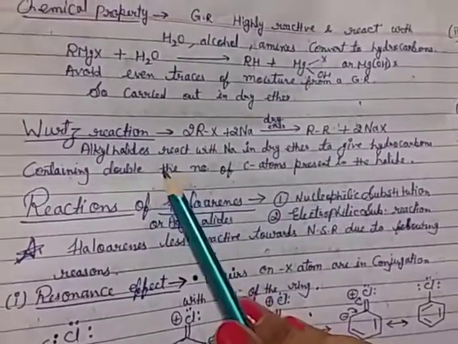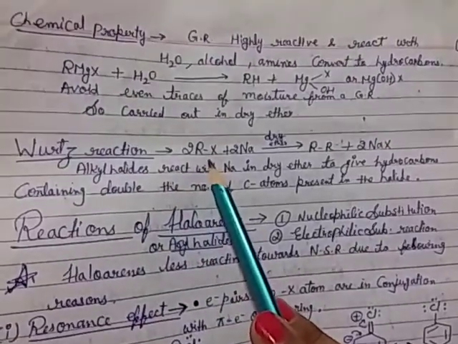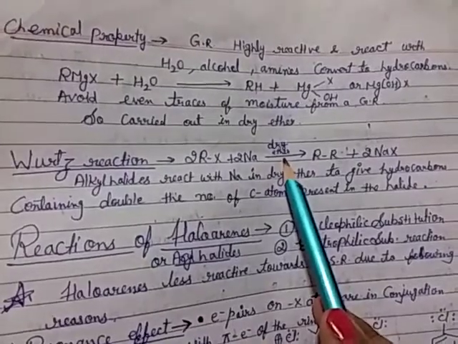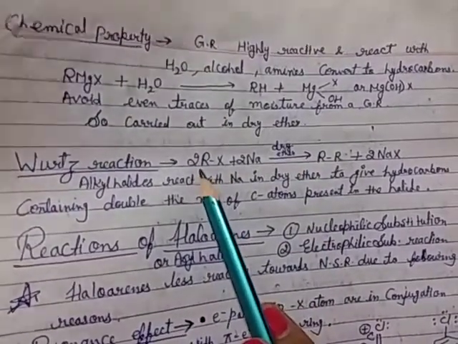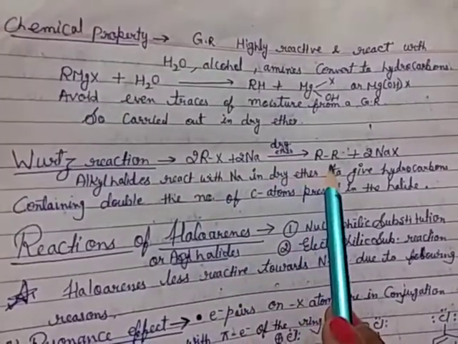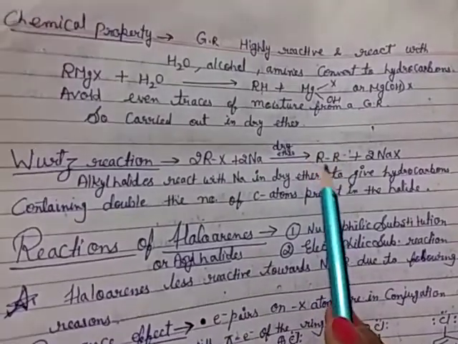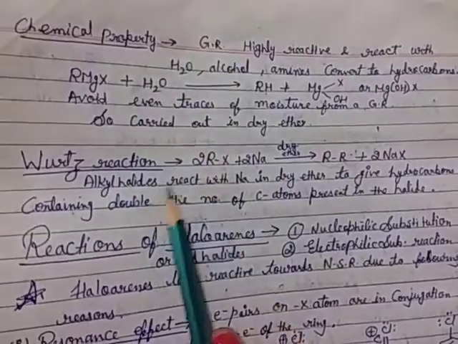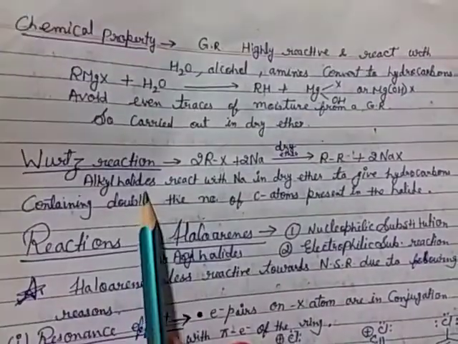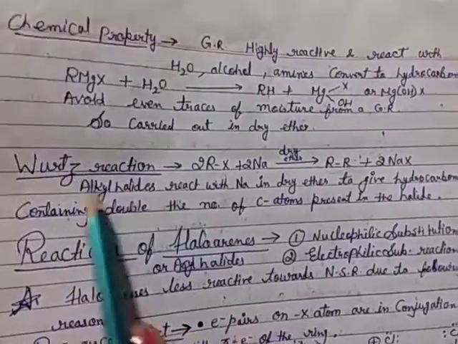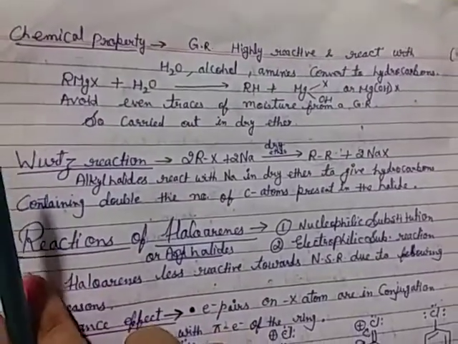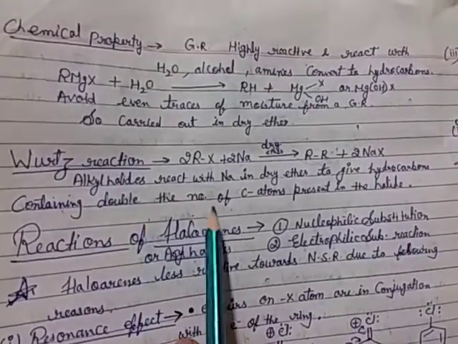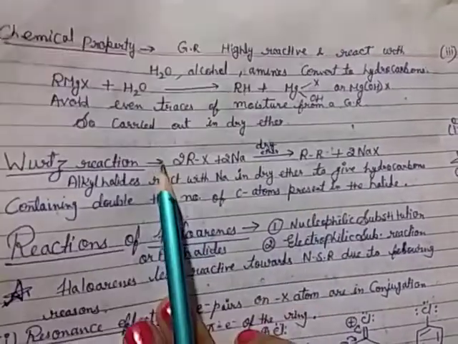Now the Wurtz reaction: 2 alkyl halide reacts with 2 Na, but in the presence of dry ether. Two R groups combine, R with R, so a hydrocarbon is formed, along with 2 NaX. So an alkyl halide reacts with Na in dry ether to give a hydrocarbon containing double the number of carbon atoms present in the halide.